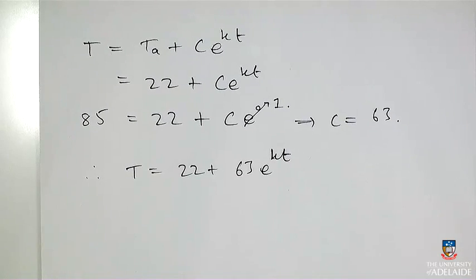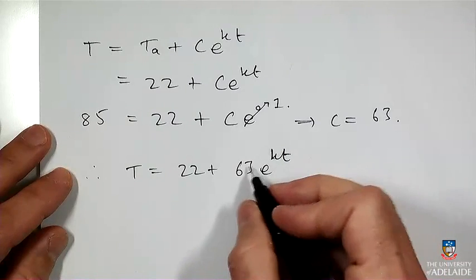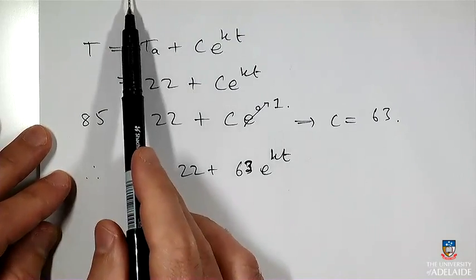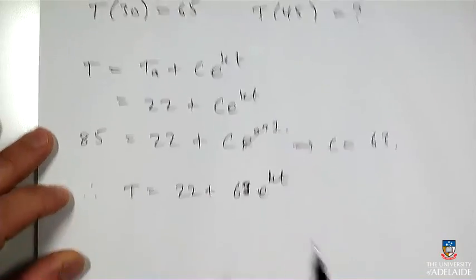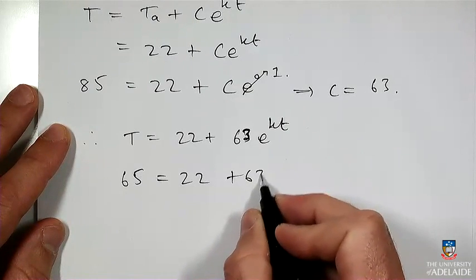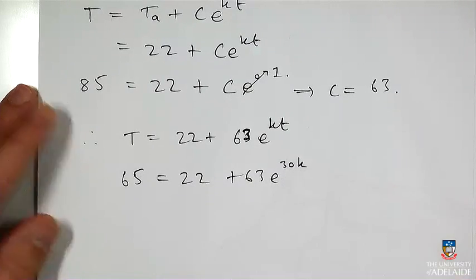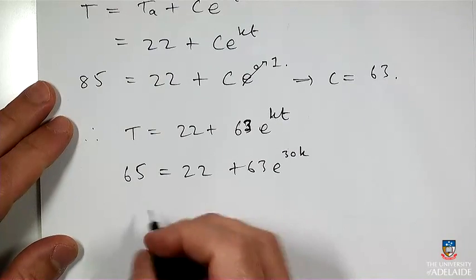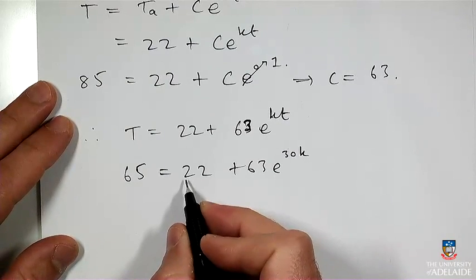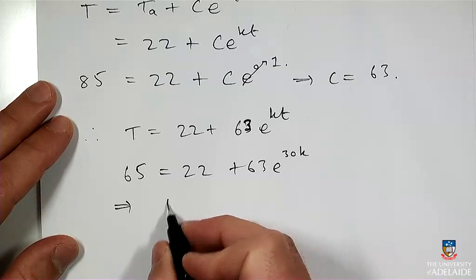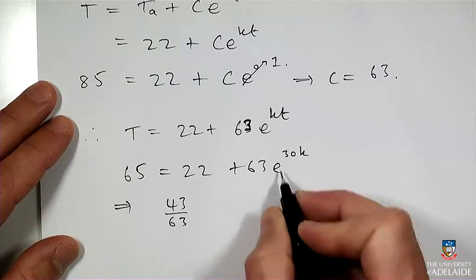So that takes care of one constant. You can get it by knowing the initial temperature. How do you take care of the other constant? You use the data that you've got. This is why we took 2 measurements of the water before. We know that T of 30 is 65, so let's put that in. 65 is 22 plus 63 times e to the 30 times k. Solve that for k. So 65 minus 22 is 43, divided by 63 is this.